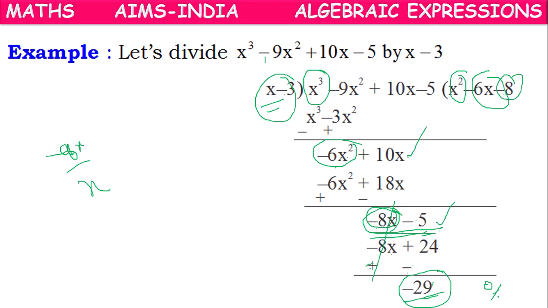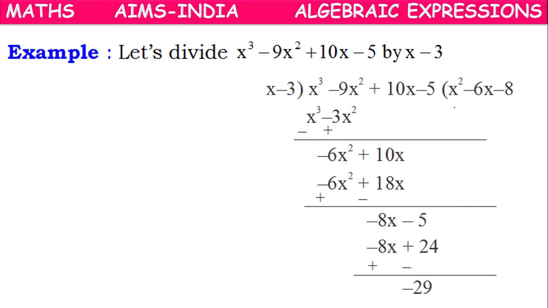So, degree of remainder is less than degree of divisor. So, division process will stop here. We got quotient q of x, x square minus 6x minus 8, and remainder r of x. And this is dividend p of x, and this is divisor g of x.